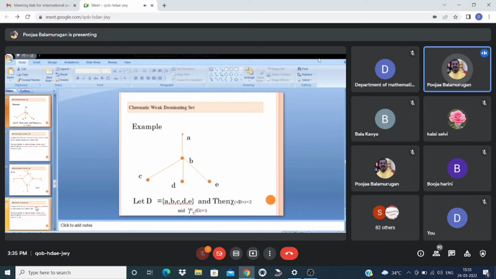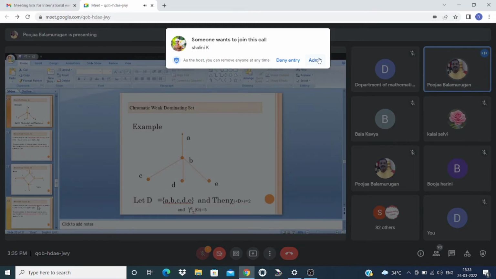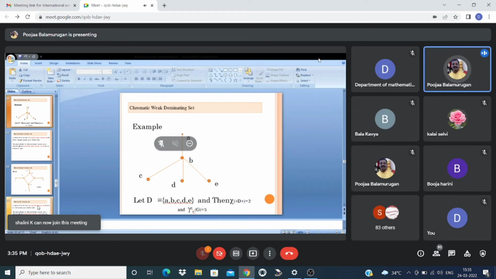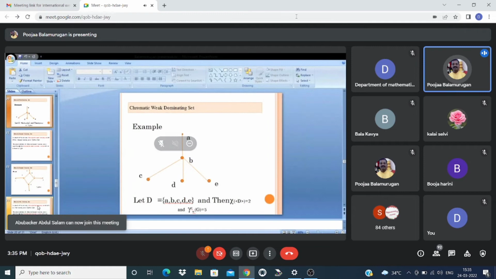I think we can find a full set of the DOM chromatic set, because Bhubala Ranjani and Janagiraman introduced only a few theorems, I think only one thesis. Now, what is a full set? What is a DOM full set? What is a chromatic strong DOM full set? What is a chromatic weak DOM full set?